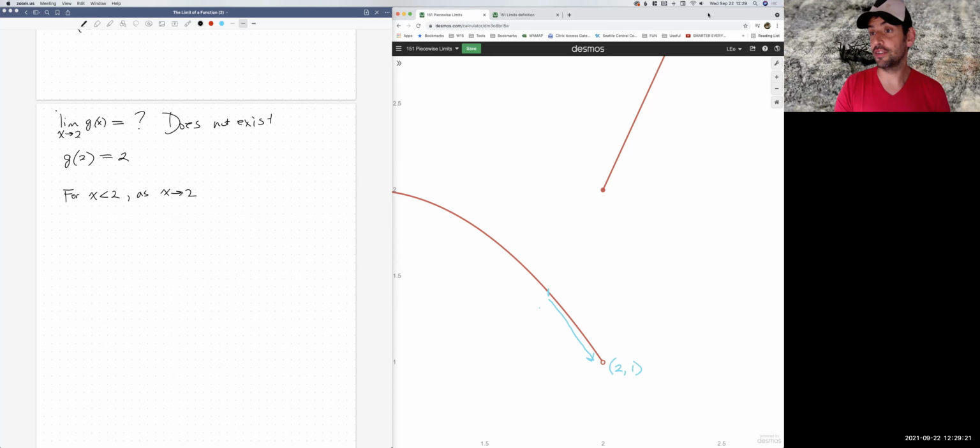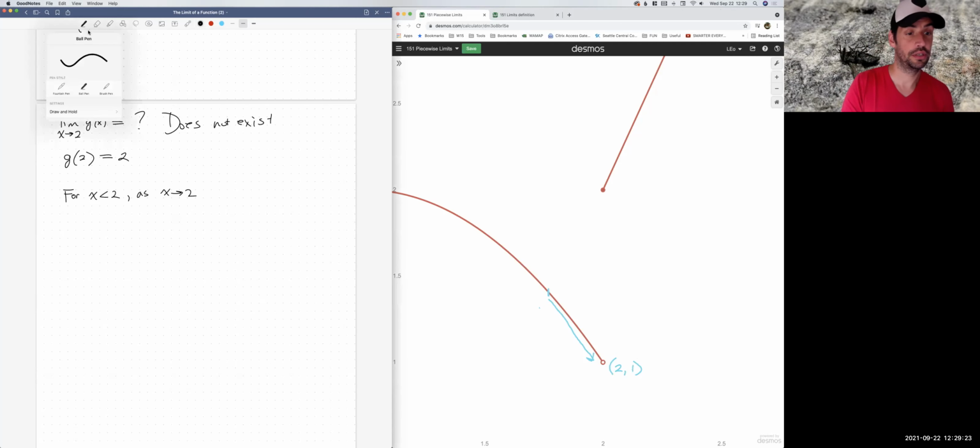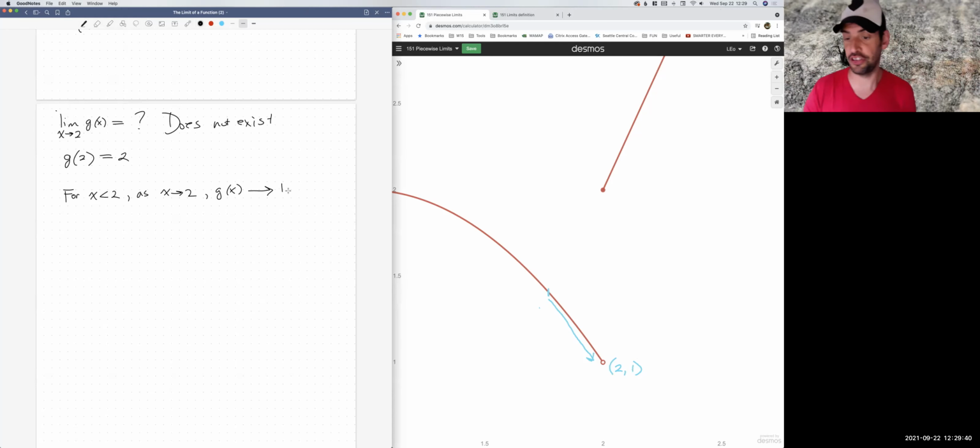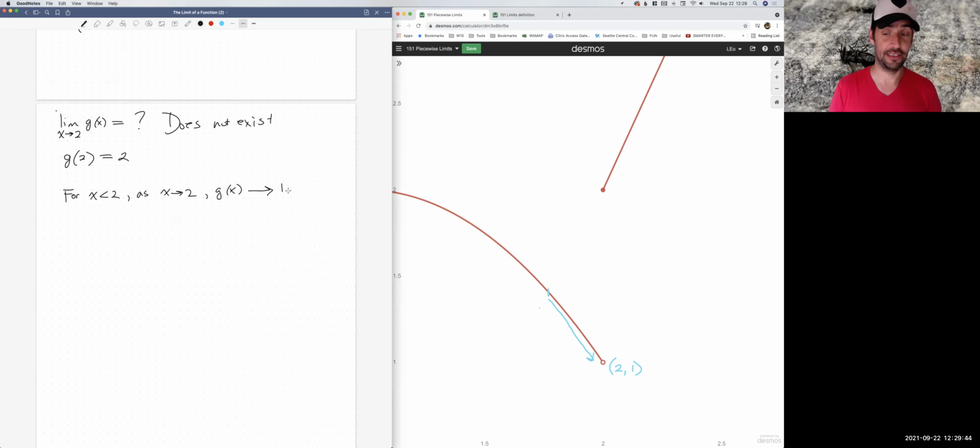So for values less than 2, as x goes to 2, g of x goes to 1, right? We haven't really examined how we take limits yet. So we're using an intuitive approach here, using the graph and just seeing what happens, okay? We call this a one-sided limit, right? And we can write it this way.